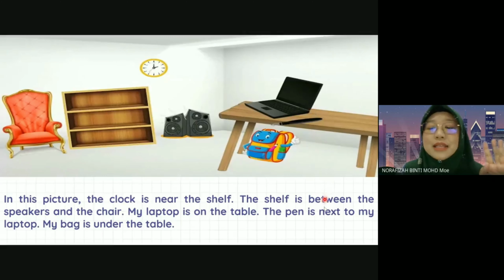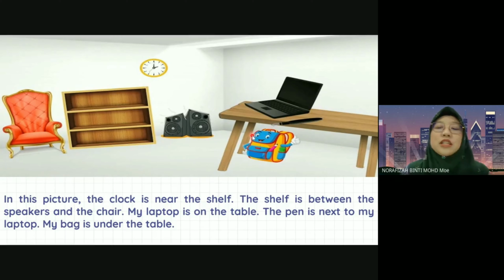The pen is next to, sebelah my laptop. Last sentence. My bag is under the table. Okay, contohlah kalau buat lebih kurang macam gambar teacher kan. Banyak ayat boleh buat ni sebenarnya. So macam contoh teacher tukar kedudukan. Speaker ni teacher letak dekat bawah ni, bag letak kat situ.